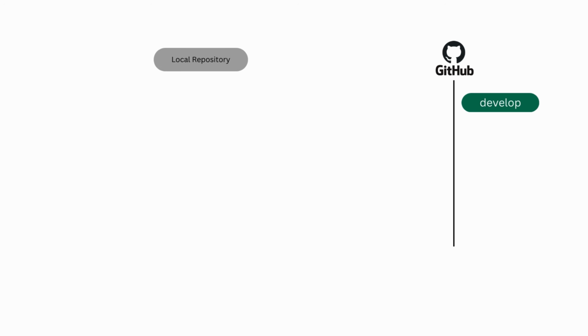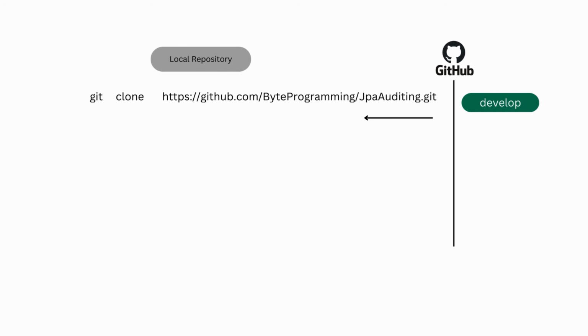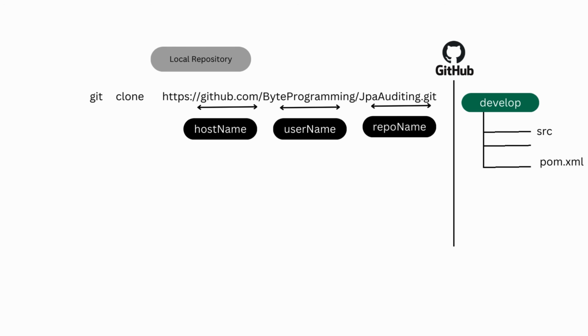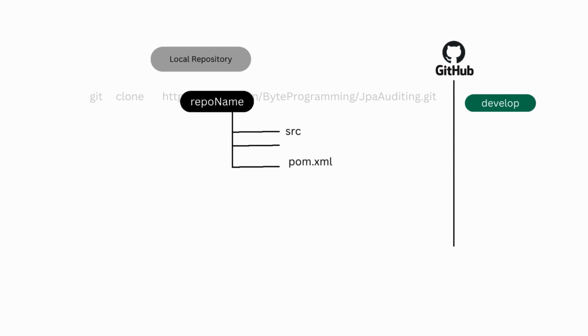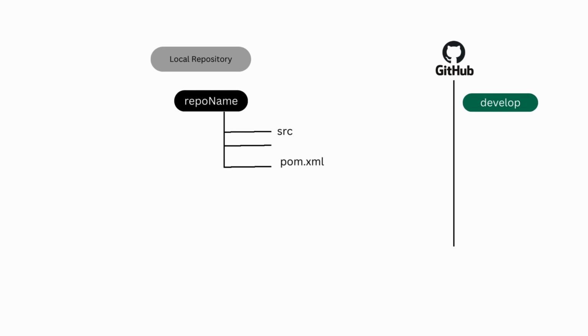Let's understand how we use these git commands in a day-to-day project. So let's assume we have a remote branch called develop which we want to clone to our local and make some changes. For this we will use the git clone command and pass the URL along with it. Here we are cloning the repository of JPA auditing. The repo URL consists of hostname, username and repo name. When cloning happens, it uses the repo name as the folder name to copy the content from the remote branch.